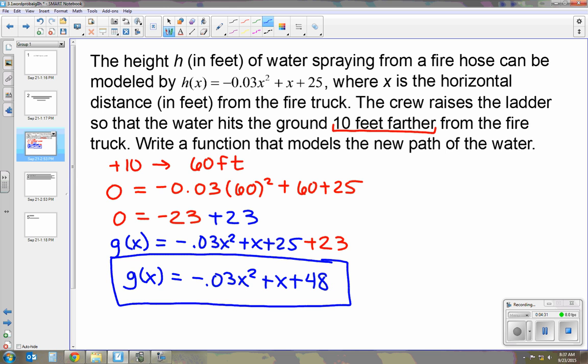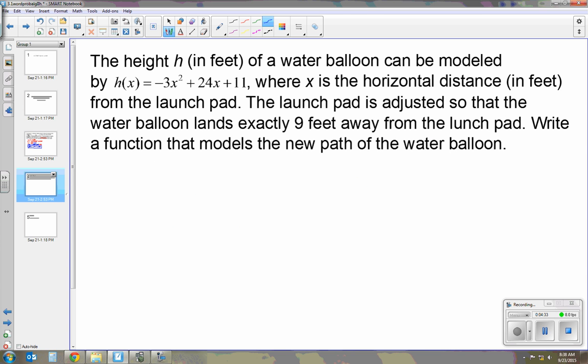Okay, let's do another one. This one's a little different. It says the height h in feet of a water balloon can be modeled by h of x equals negative 3x squared plus 24x plus 11, where x is a horizontal distance in feet from the launch pad. The launch pad is adjusted so that the water balloon lands exactly 9 feet away from the launch pad. Write a function that models the new path of the water balloon.